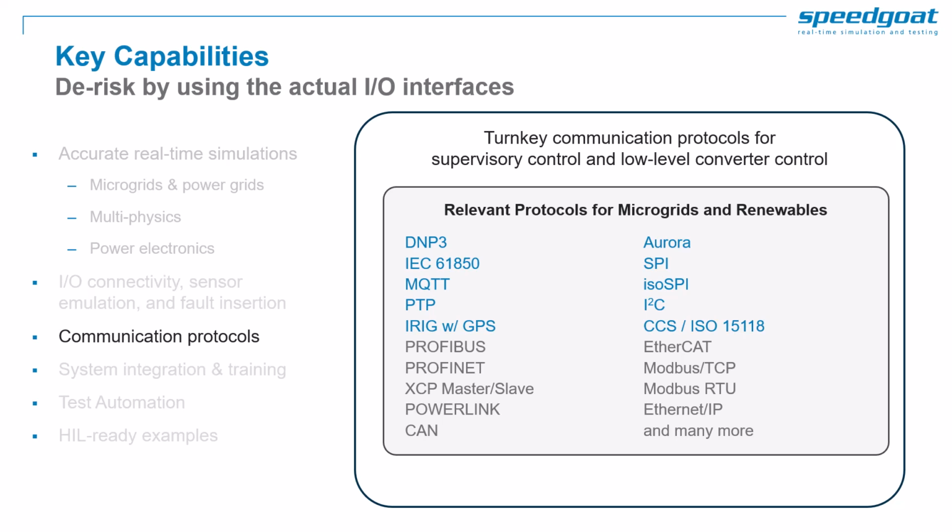Another key capability is the protocol support on the signal level. Speedgoat test systems offer turnkey protocol support, including energy protocols like IEC 61850, timing protocols like PTP or IRIG, as well as low-level high-speed protocols like Aurora or SPI.